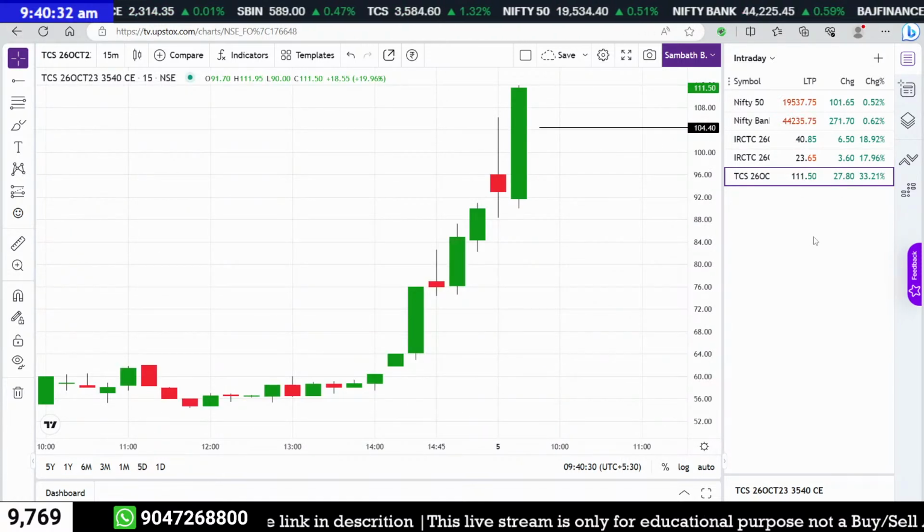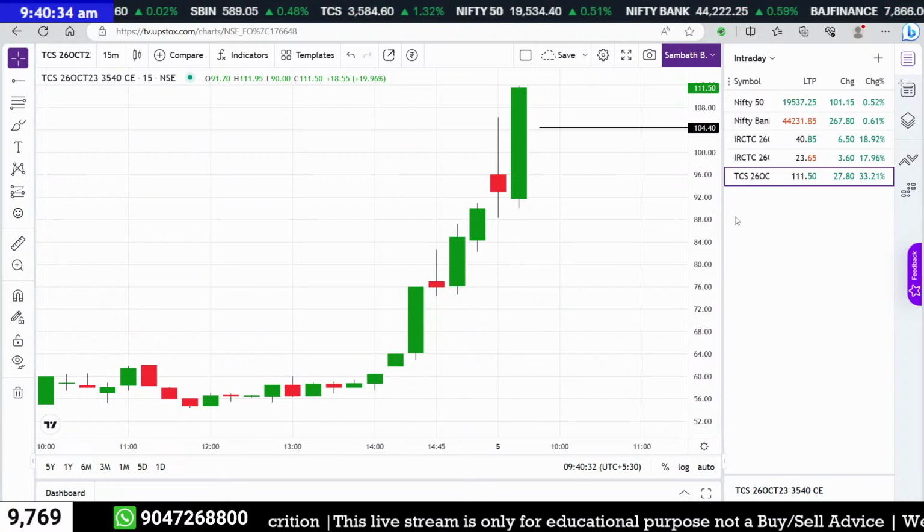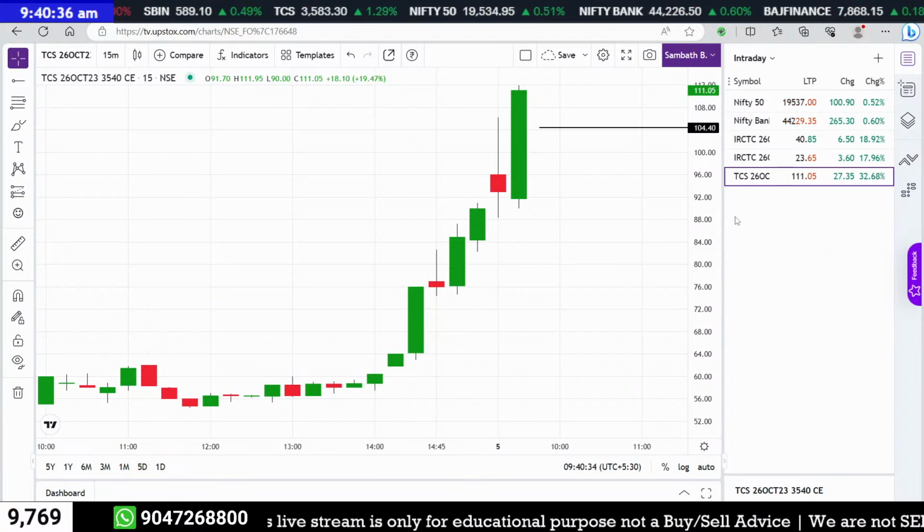TCS is now moving higher, but it was not giving you the opportunity, and it is moving higher and higher.